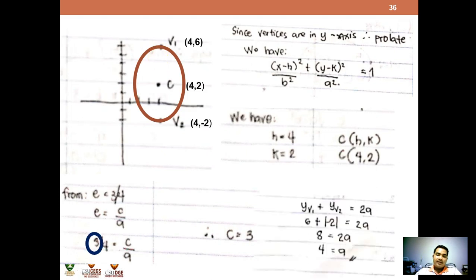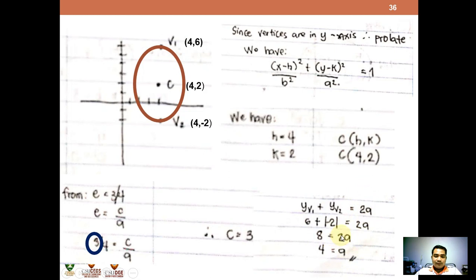And to get the value of a, again, obviously a is equal to 4, but let us solve it anyway. The y of vertex 1 is 6, and the y of vertex 2 is negative 2. So we just take the absolute values so we can add them up. How many units is our major axis, which is 2a?